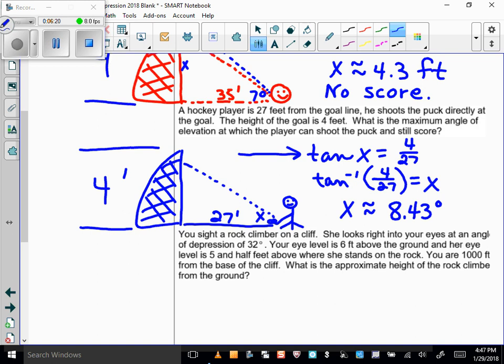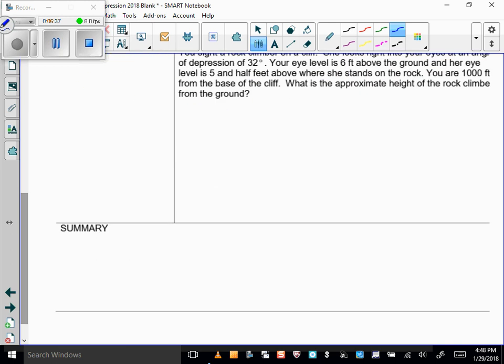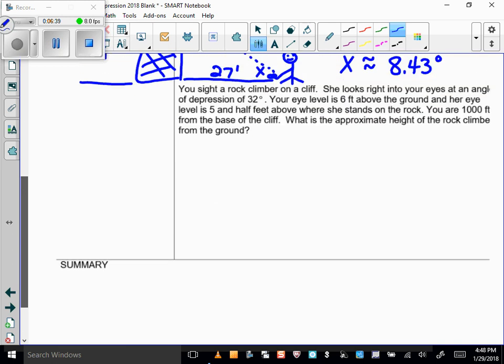So if he shoots at any angle larger than that, if he shoots at 8.44, well, he might hit the frame and it might fall in. But if he shoots anything very much over 8.43, he is not going to score. 8.43 is his max. All right, one more and then we're done. We're done for the day.